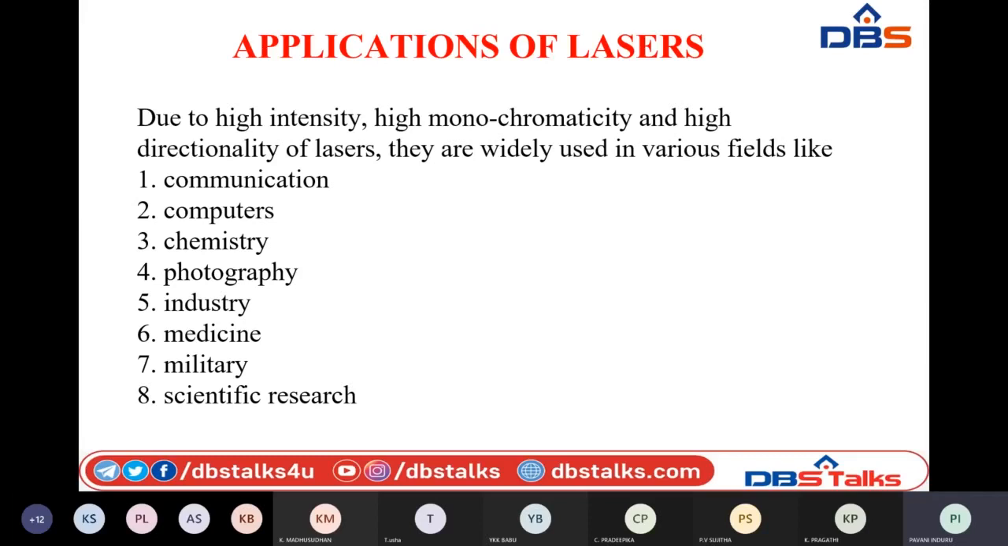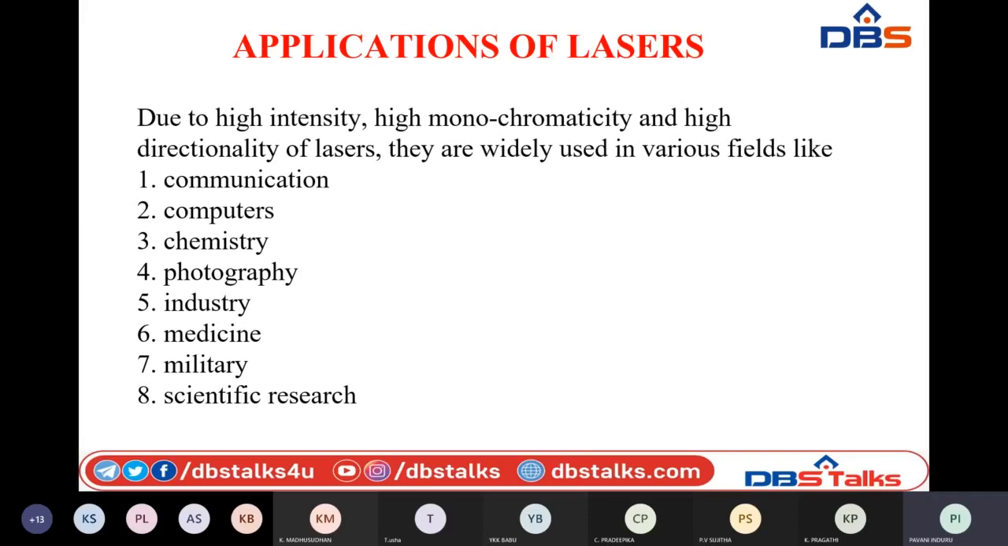These are used in computers for transferring data from one computer to another. In chemistry, lasers are used for triggering certain chemical reactions, and in photography we construct holograms, which are 3D images, with the help of lasers. In industries, we use lasers for cutting and drilling materials. We make holes in ceramics with the help of lasers, we melt some materials like steel, and we cut materials like glass with the help of lasers.